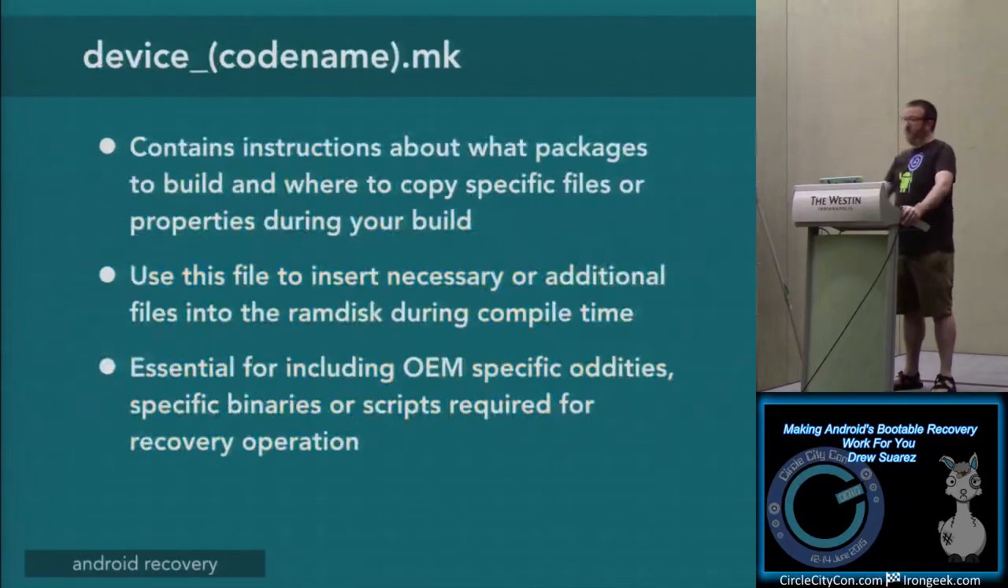The device codename make file itself contains instructions on where applications are and where they should be put in your output. So if you have to account for a watchdog daemon or some other file that's included in the stock recovery, this will map where it is in your combo config and where it needs to live in the compiled image when you're done. And again, this is essential for replicating OEM hacks and specific oddities that you see out there.